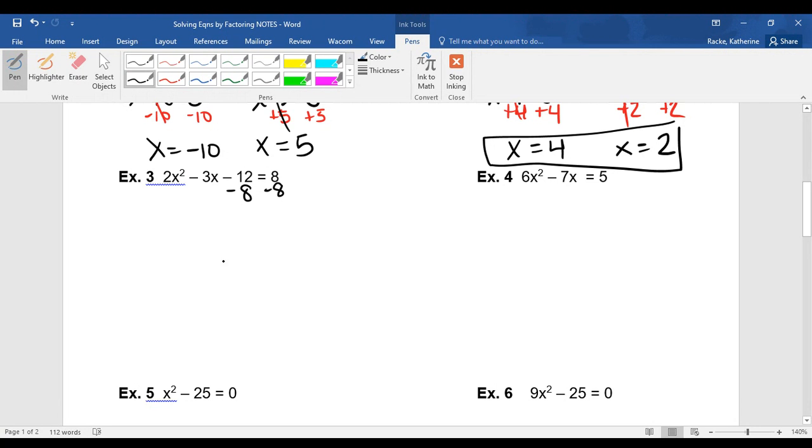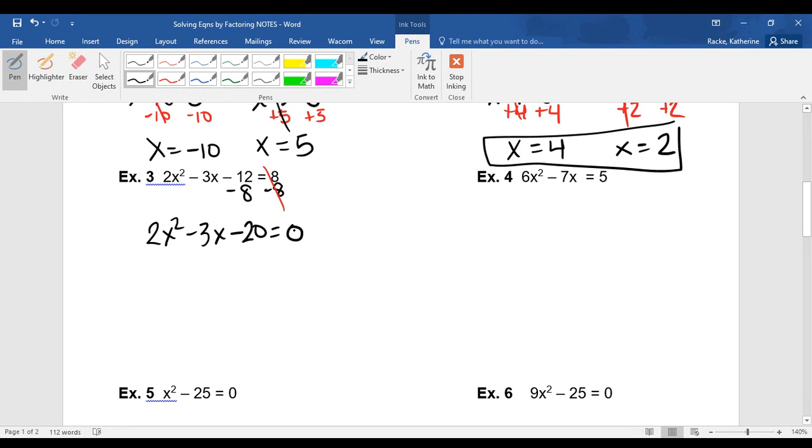No variables, so it's going with our c value. This cancels out right here. 8 minus 8 is 0. And then it will be 2x squared minus 3x, negative 12 minus 8 will give us a negative 20 equals 0.